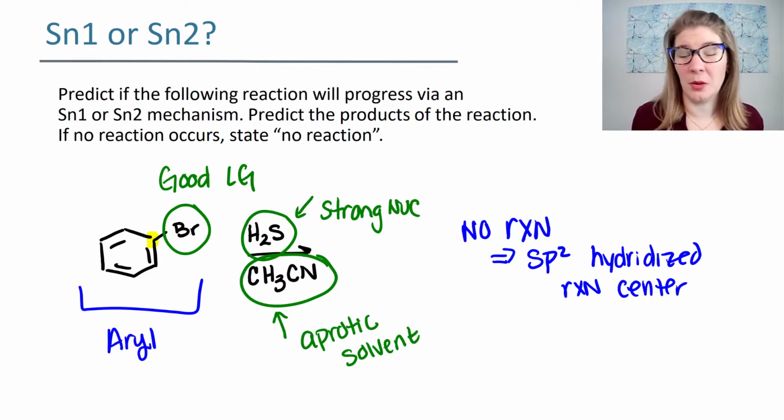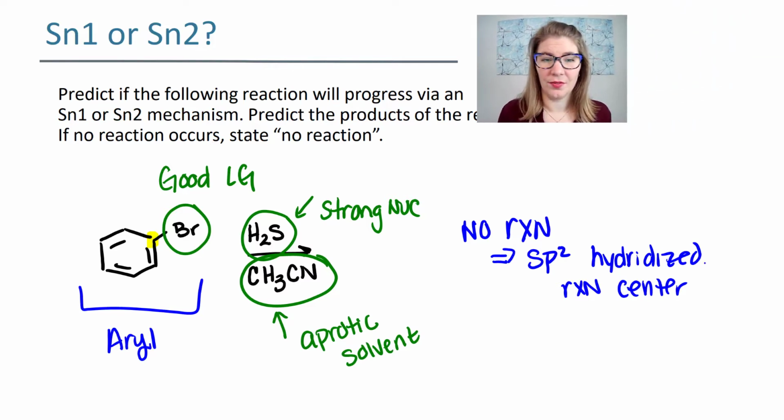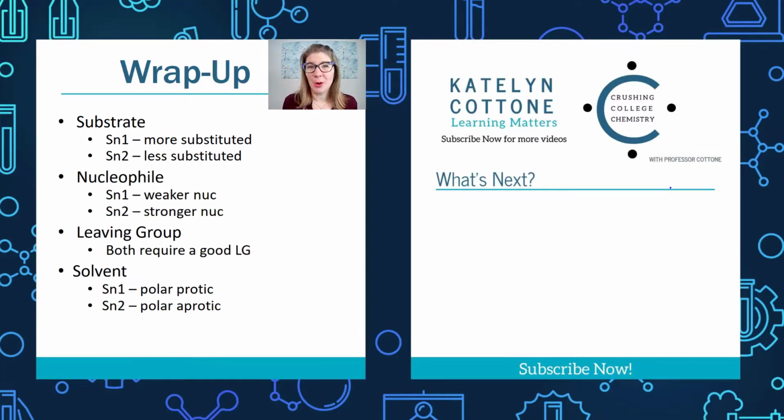If it were an SN1 reaction, you still wouldn't have that be able to occur because you can't form an aryl carbocation. They're not stable. So do watch out for the things that are no reaction. Here I have the same wrap up as I did in the last video to remind you of what you're looking for. You're looking for your substrate, your nucleophile, your leaving group, and your solvent, and you're taking all those pieces, you're putting them together and figuring out which mechanism is going to occur.